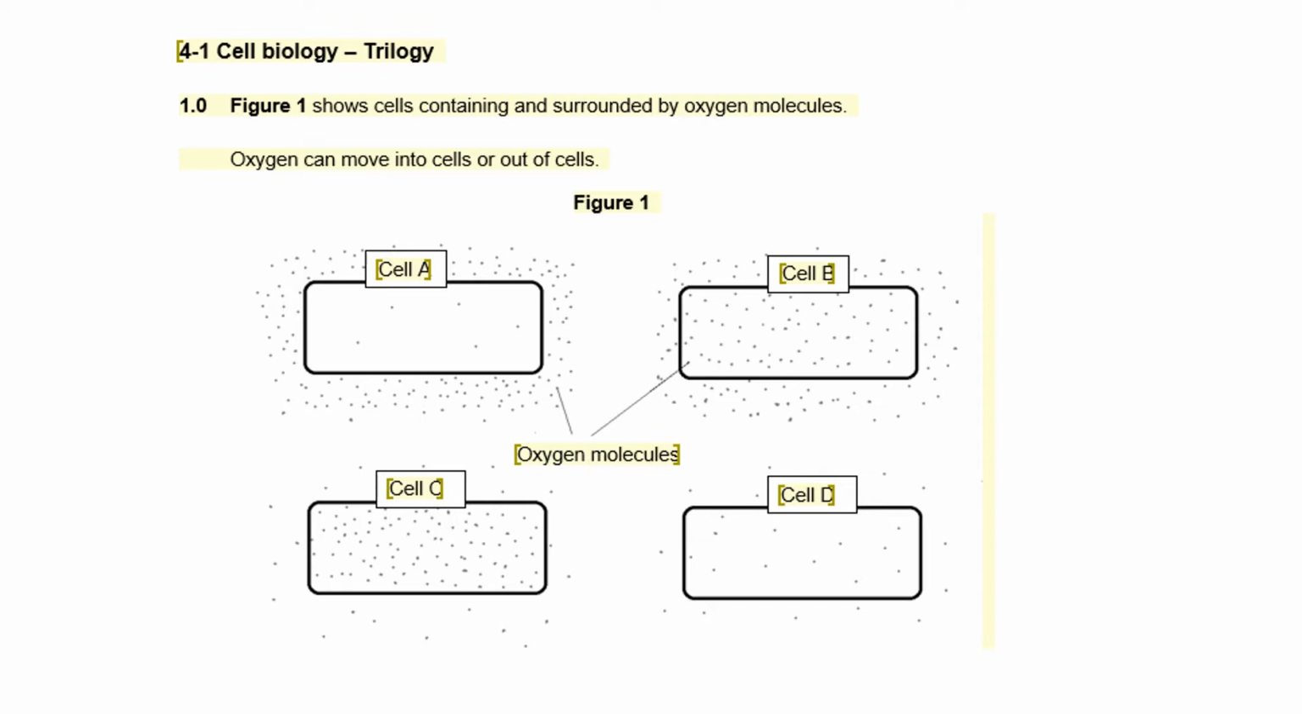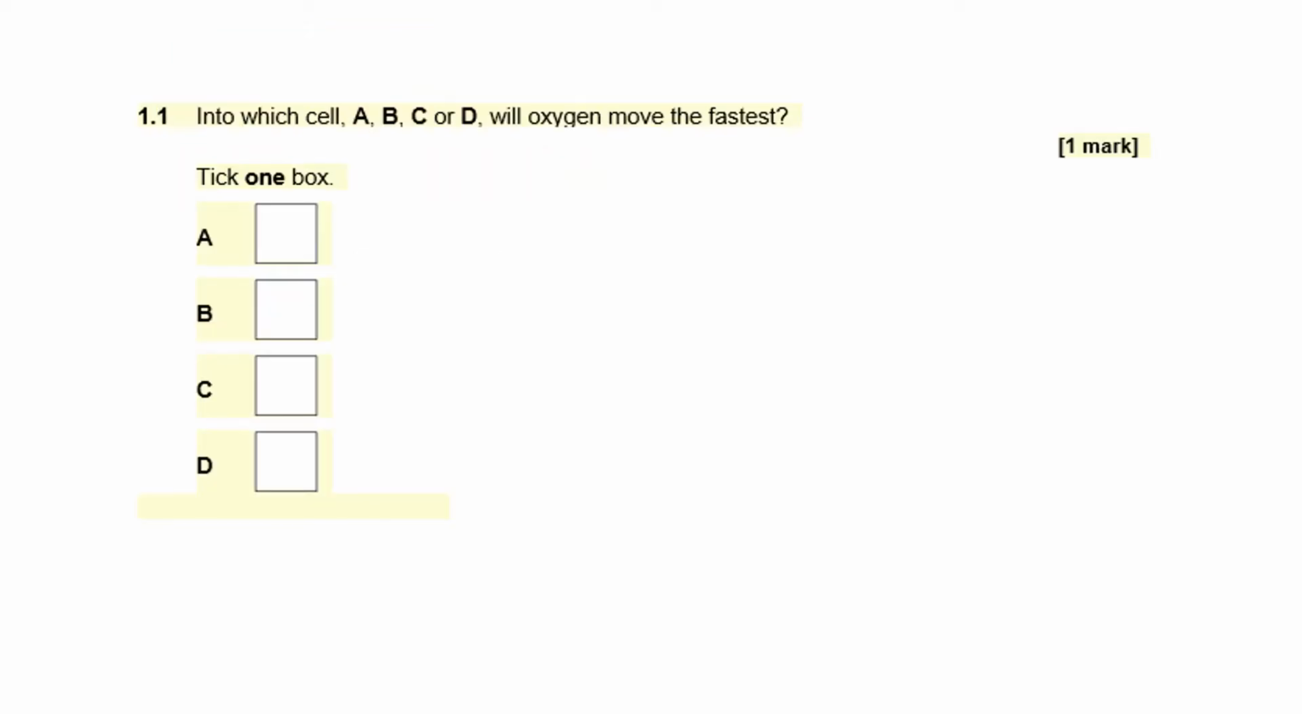So if we go through the question, figure 1 shows cell containing and surrounded by oxygen molecules. We've already figured that out. Oxygen can move into cells or out of cells. Into which cell, A, B, C, or D, will oxygen move the fastest? Tick 1 box. Now, the amount of times when students do mock exams, they do not read how many boxes should be ticked.